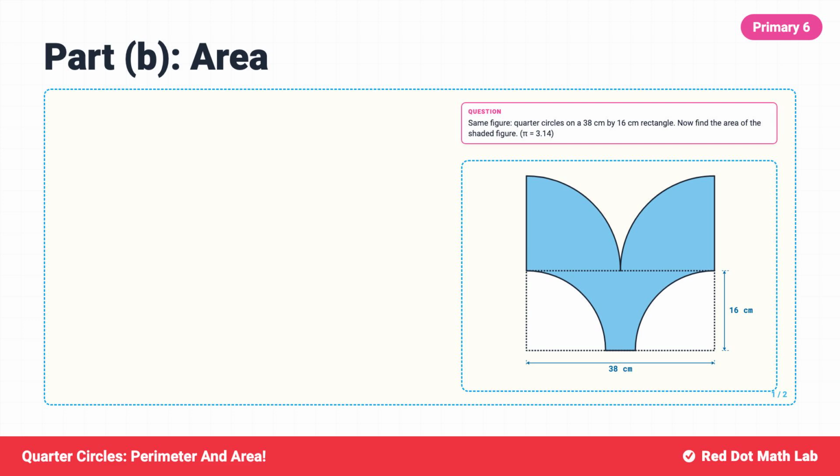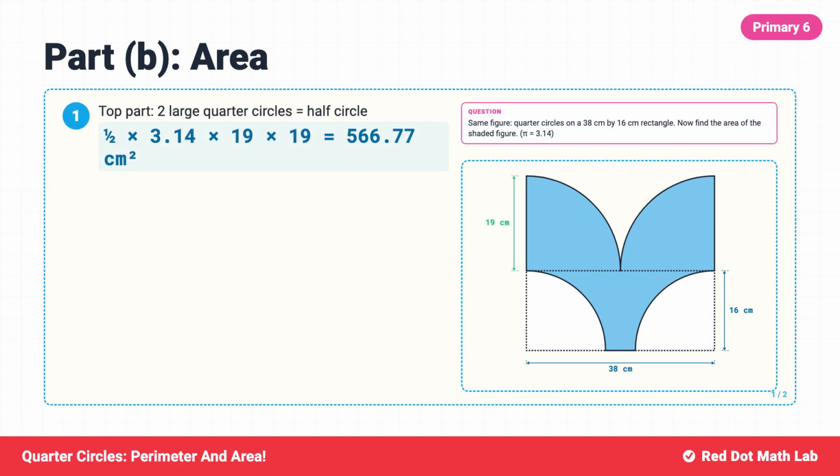Let's split the figure along the top of the rectangle into a top part and a bottom part. Step 1, the top part. The two large quarter circles have the same total area as one half circle of radius 19 centimeters. A half times 3.14 times 19 times 19 equals 566.77 square centimeters. Step 2, the bottom part starts as the whole rectangle. 38 times 16 equals 608 square centimeters.